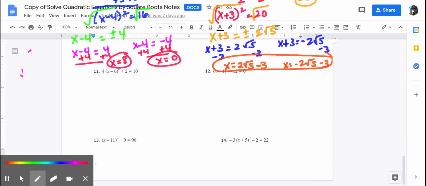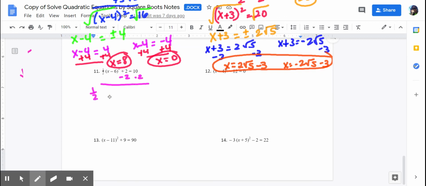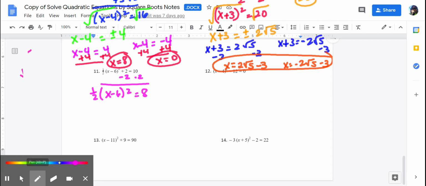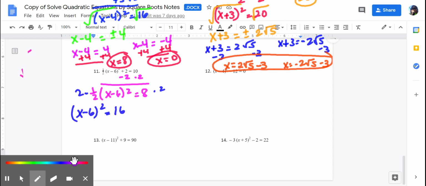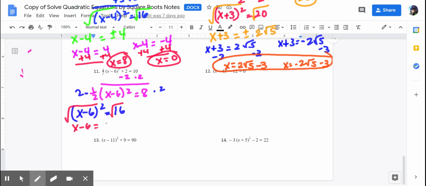Okay, number 11's got multi-steps. I need to start by subtracting 2 from each side, where I have 1/2 times x minus 6 squared is going to equal 8. Remember, to get rid of the 1/2, I can multiply each side by 2. That's the reciprocal. So I'll be left with x minus 6 squared equals 16. Well, I want to get rid of my squared, so I do that by taking square root. So x minus 6 equals the positive and negative of 4.